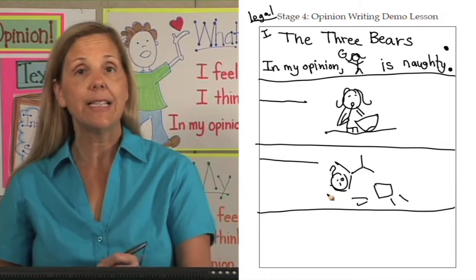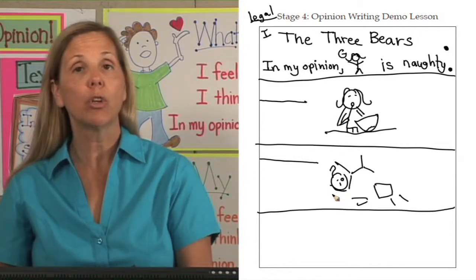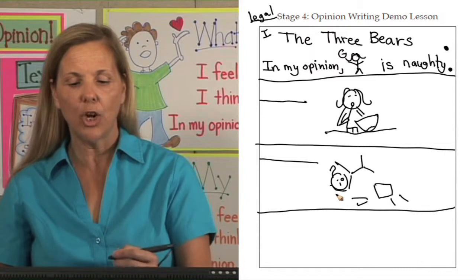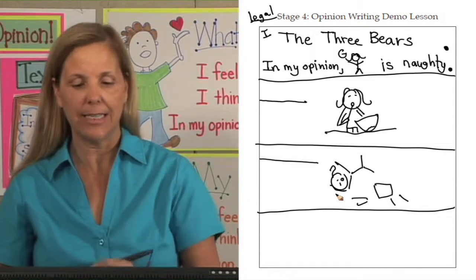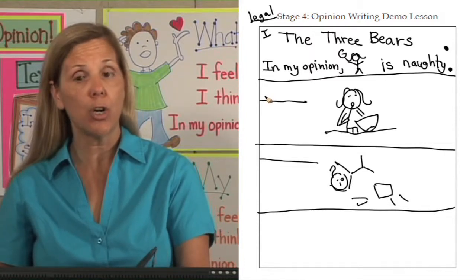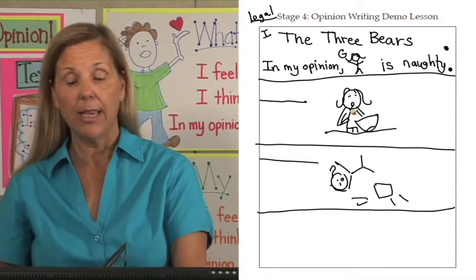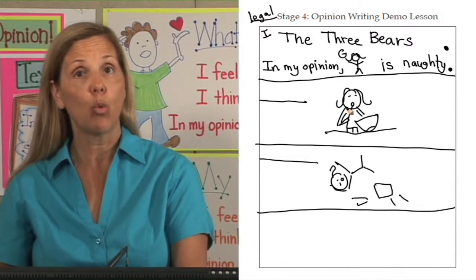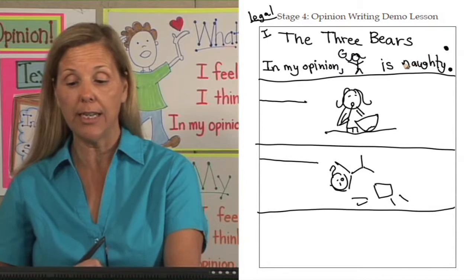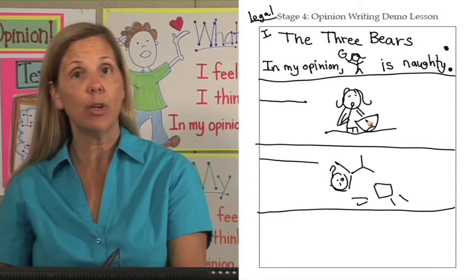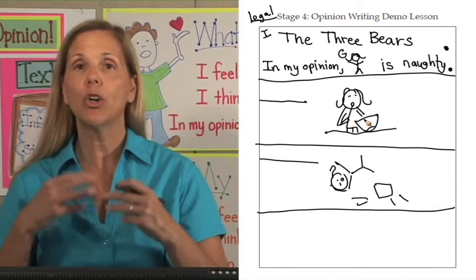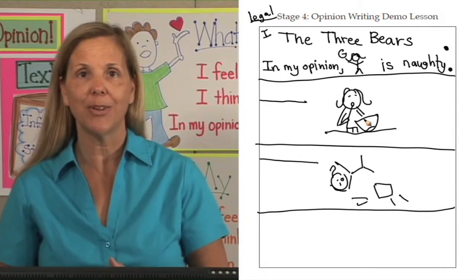We have our ideas. Ate all the porridge, broke the chair. Next, we need to go back and form our sentences. We have to have our starter words, our transitions. Then we need our subject, who or what is being naughty, and what action she is doing that's being naughty. Those are your prompts that you're going to say to your students.